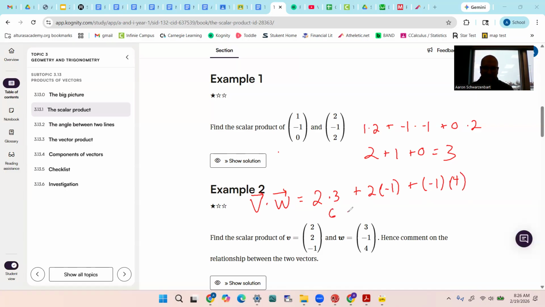Okay, that's 6 minus 2 minus 4. That one equals 0. And there's a special property about this. When the vectors are orthogonal, the dot product is 0. You know what the word orthogonal means? It's perpendicular in 3D space.